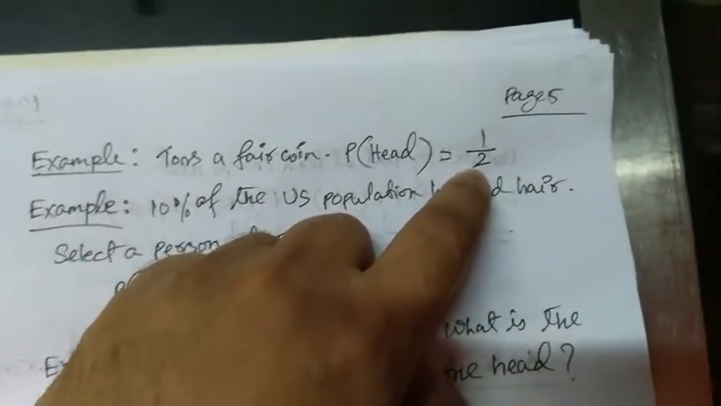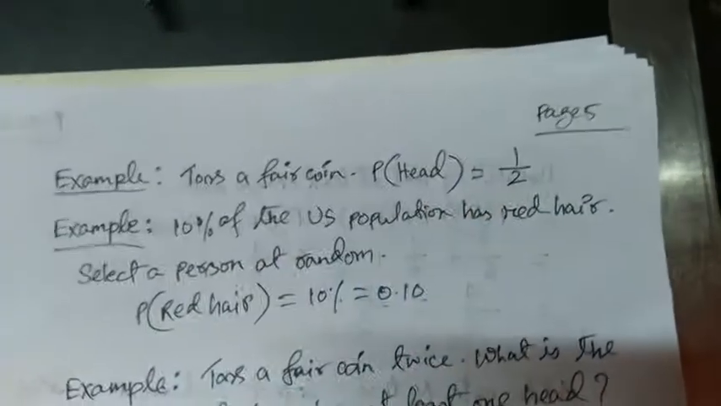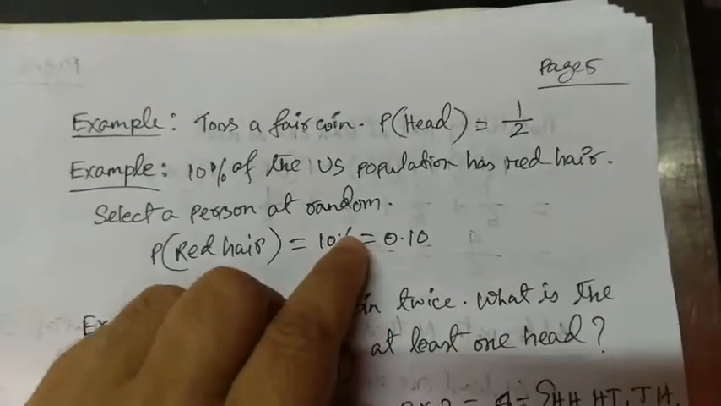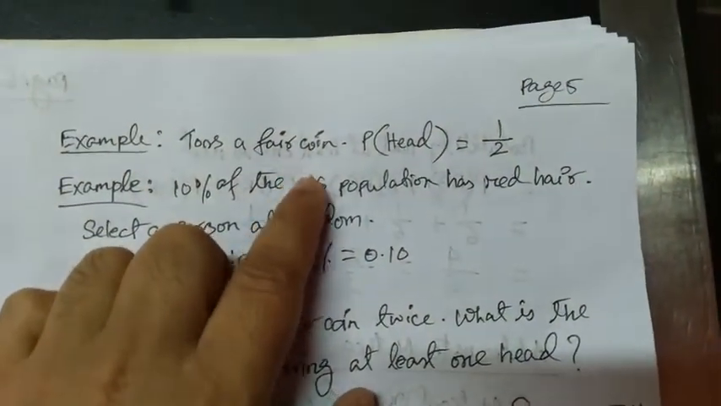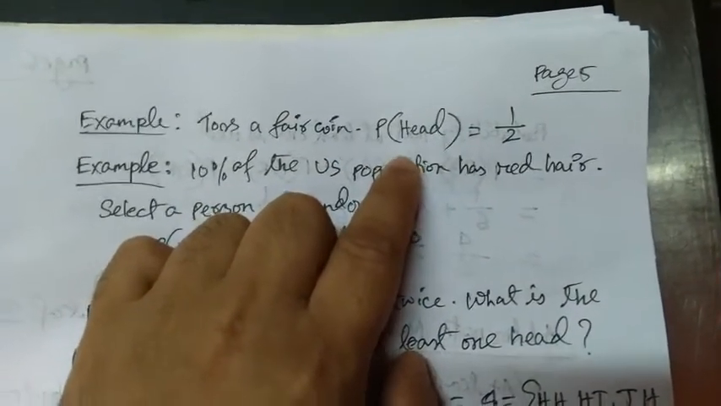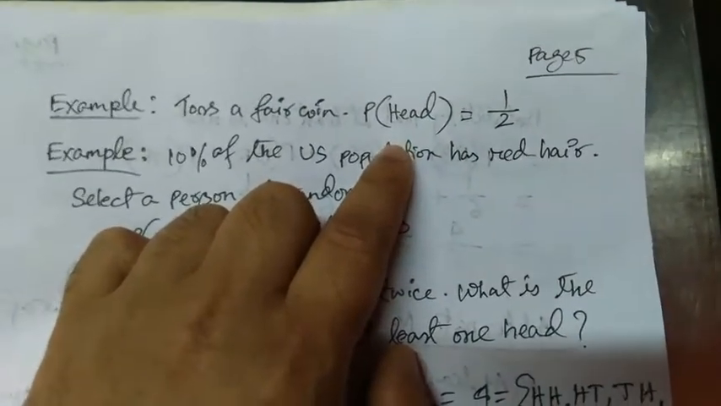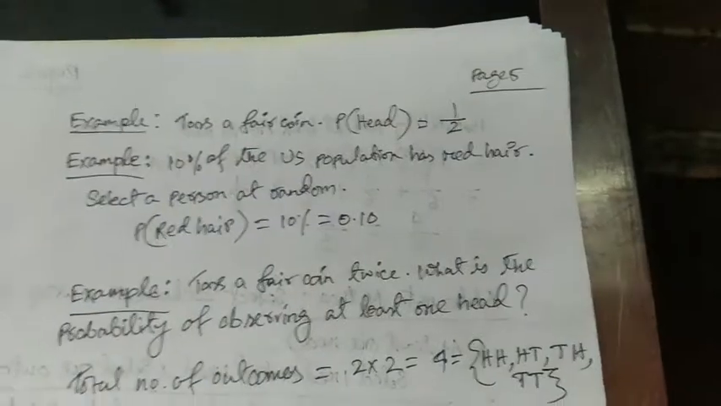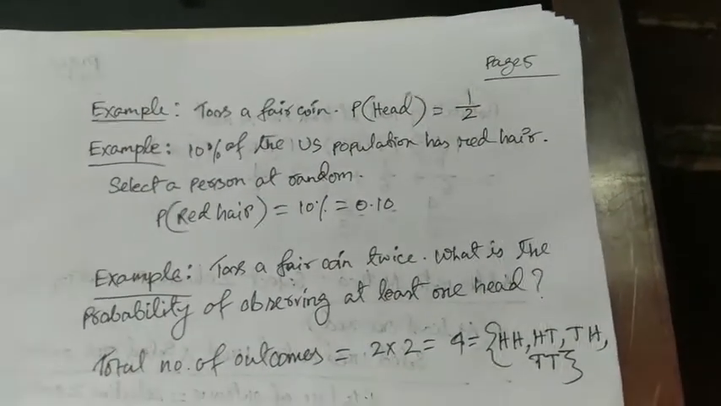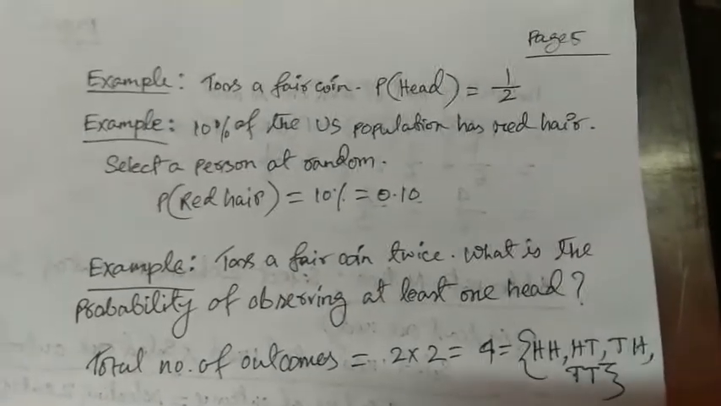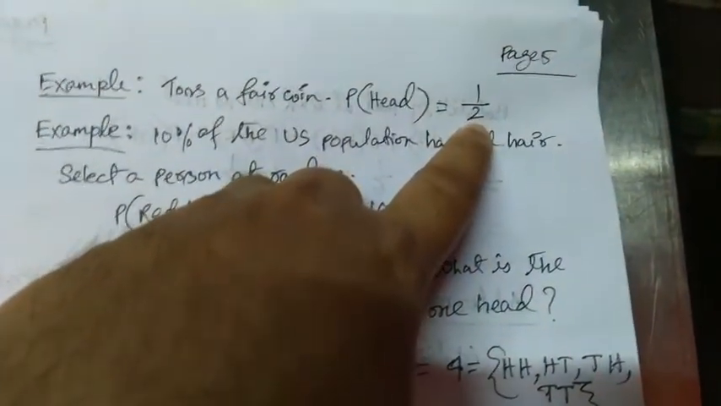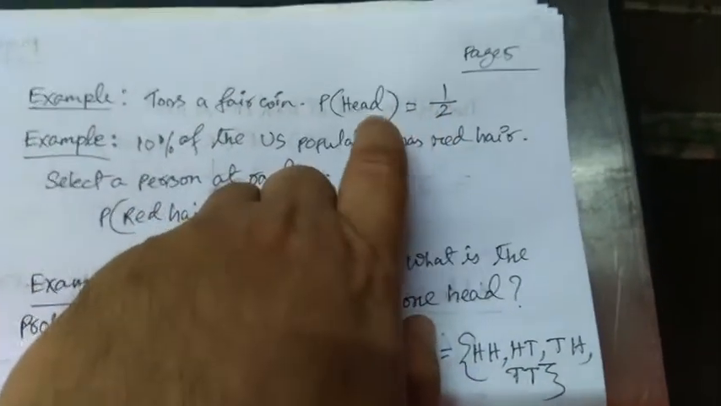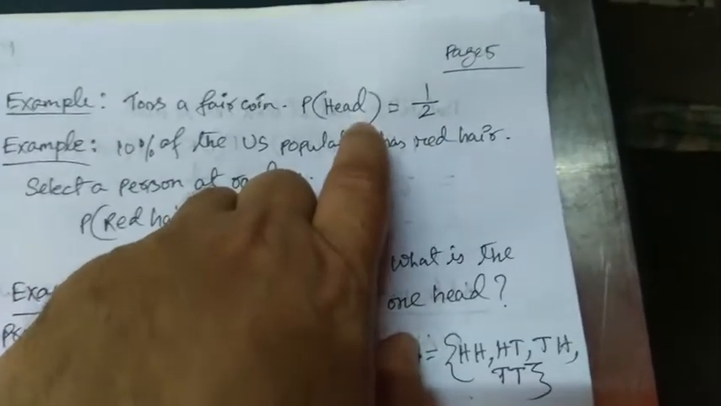Why? If you toss a fair coin, that means the coin is not scratched and not manipulated to get a particular side. In that case we call that coin a fair coin. If that coin is fair, you may get either head or tail. That means getting head and tail has equal probability. The probability of getting head is the same as the probability of getting tail. Because we have two outcomes, 2 will be in the denominator, and head is only one outcome, so we have 1 over 2. So the probability of getting head is half, and the probability of getting tail is also half.